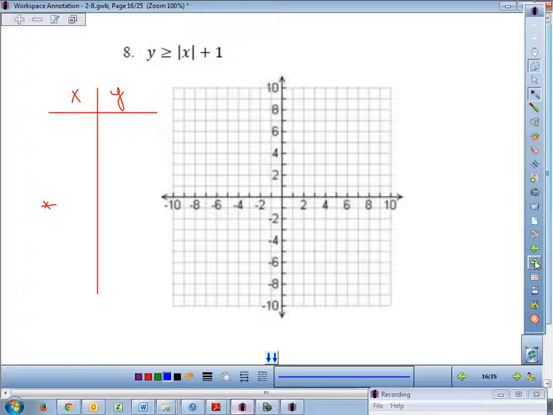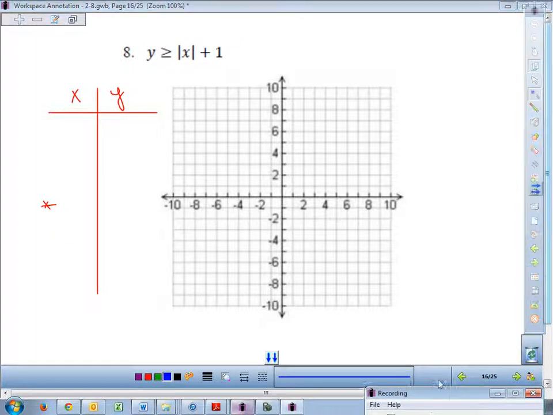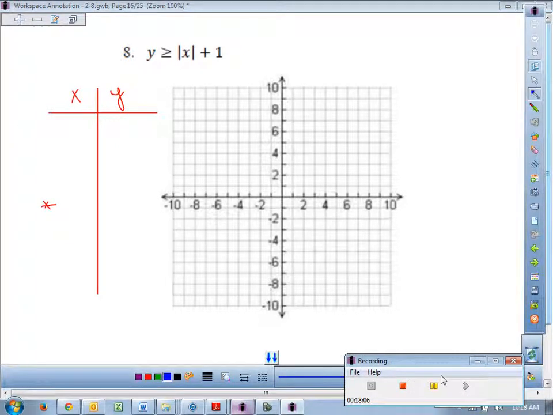How will this guy relate to the parent? I want you and your partner to think of that while we pause the video. Translated. Where's it translating? 1 unit up. Is there any dilation? Nope. Is there any reflecting over the y-axis? All this is, we're taking our normal absolute value and moving it up 1 unit, correct?